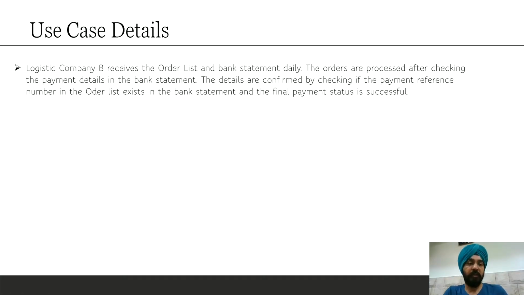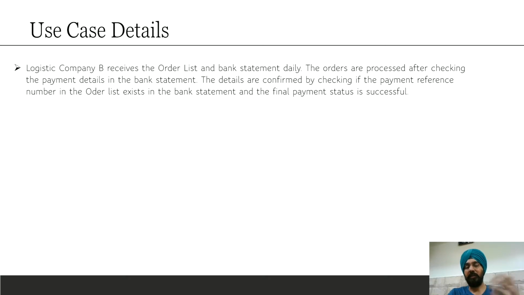In this use case we have a logistic company, say company B, and the company receives the order list and the bank statement daily. So there's a data set which is having the list of orders, and there's another data set which is having the bank statement. Bank statement is the data set where it has the list of all the payments which have been successful and which are there in my bank account if I am company B.